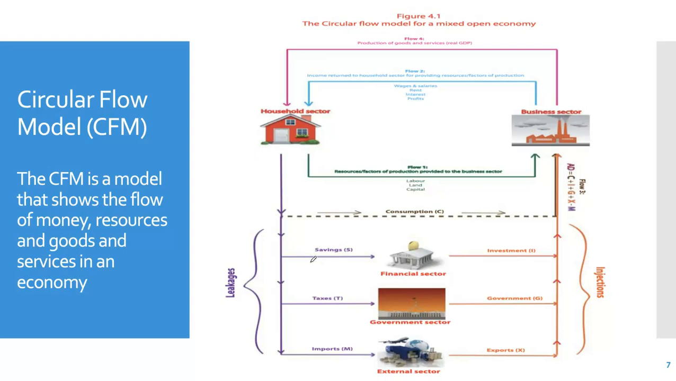What is the circular flow model? It is a model that shows the flow of money, resources, and goods and services in an economy. We know there's lots of different entities in an economy, lots of flow of money, resources, goods and services between them, and this is trying to show in a diagram or a model how this operates, how all these parts of the economy interact between each other.